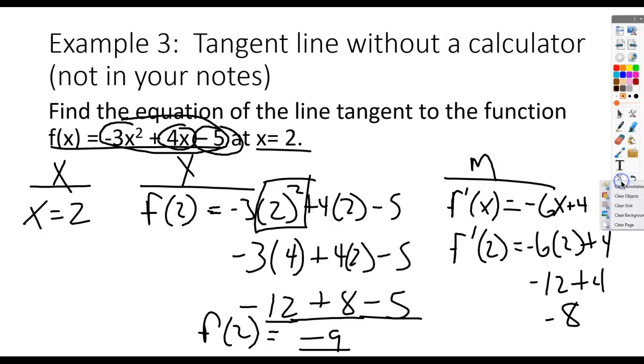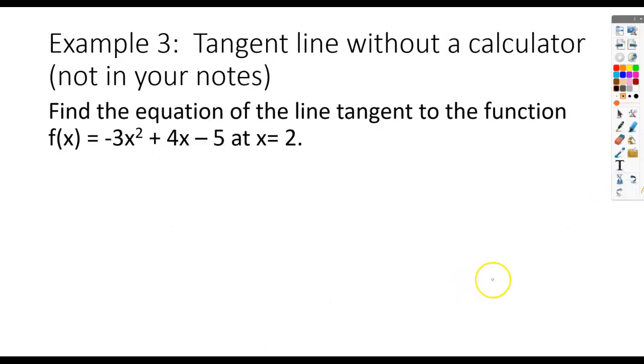Okay, so we have everything we need then. We have our x value. We have our y value. And we have our slope.